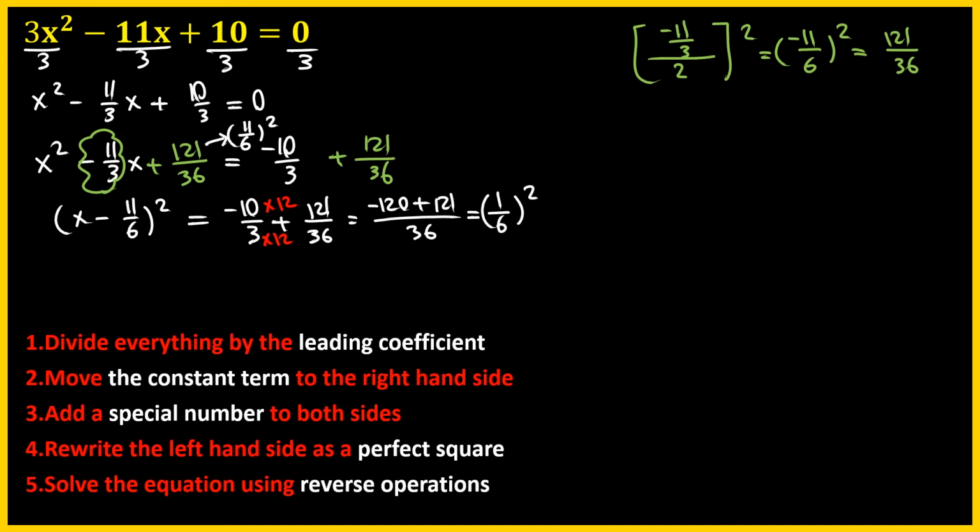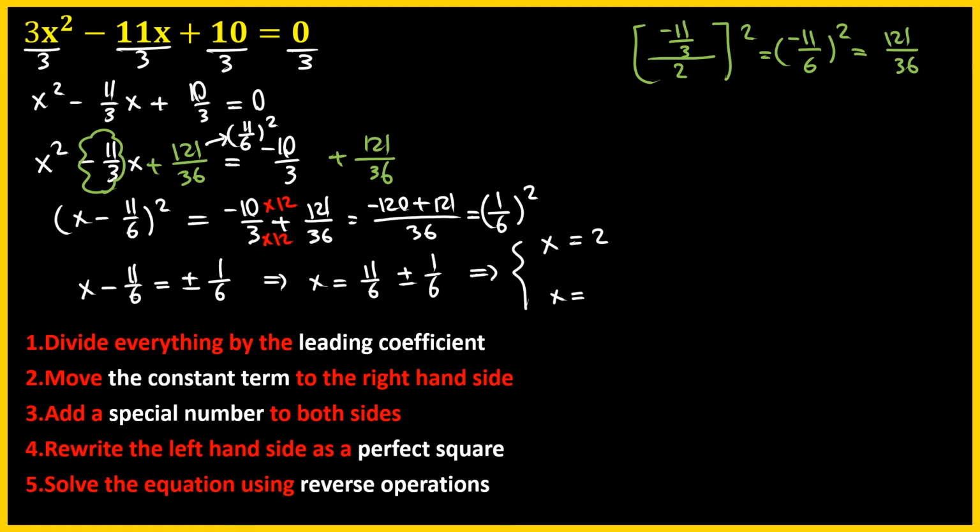And then the last step is to solve for x using reverse operations. We need to take the square root of both sides. So if we do that, we get x minus 11 over 6 equals positive or negative 1 over 6. So that means that x is 11 divided by 6 plus or minus 1 over 6. And that means that x is either 2 or x is 10 over 6, which simplifies to 5 over 3.